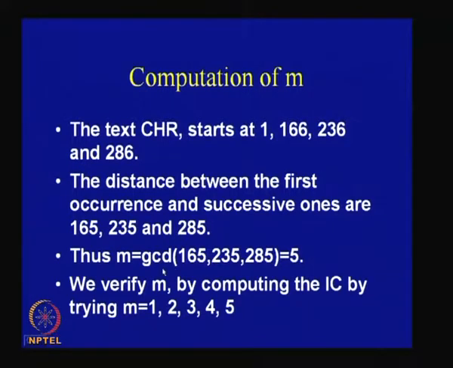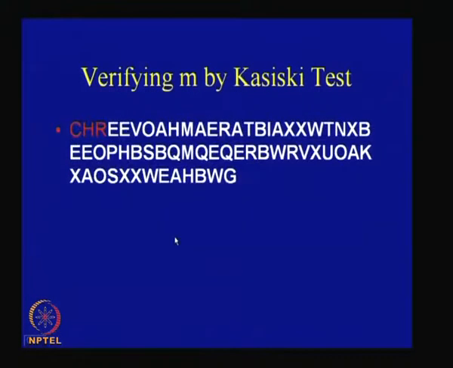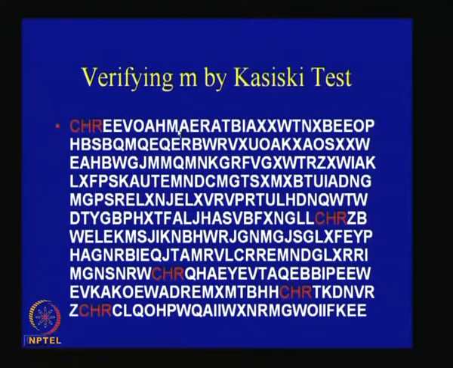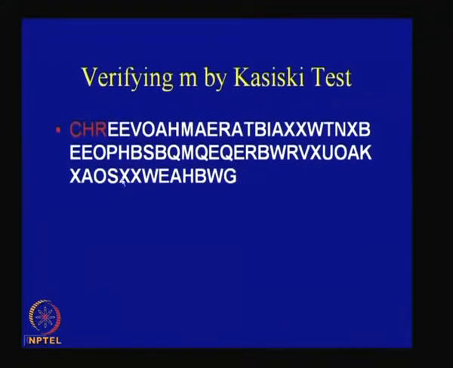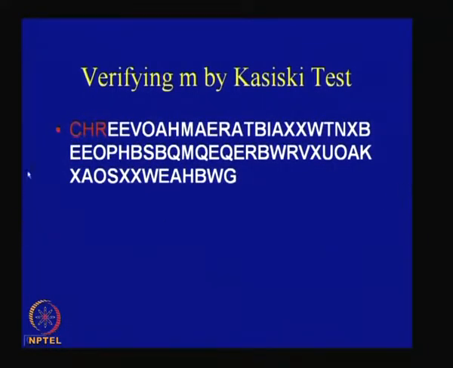If I take a GCD of these different distances, then it works out to 5, and therefore we verify m by computing the IC, trying m equal to 1, 2, 3, 4 and 5. Okay, so we like to verify this m by the index of coincidence test. What we do first of all is take one of these rows. We start forming 5 rows, and the first row is given as this.